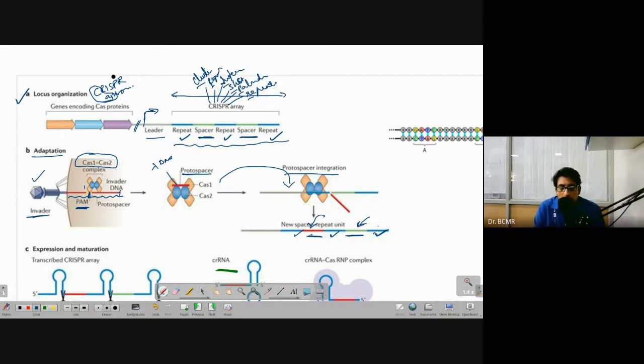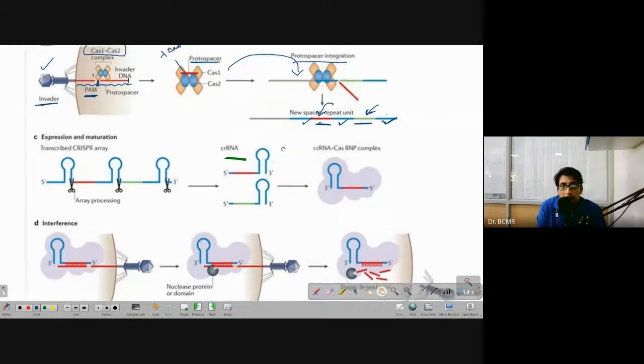And we will also see, we will repeat each of these steps again and again, so that probably we'll have a better understanding in that way. So the protospacer has been acquired, and upon transcription, we will have this whole array expressed, which will produce one long RNA like this. And that RNA is processed, cut here like this, generating CRISPR RNA.